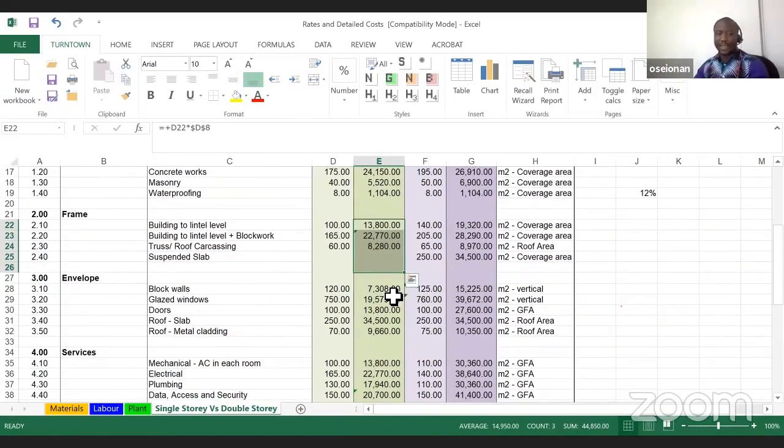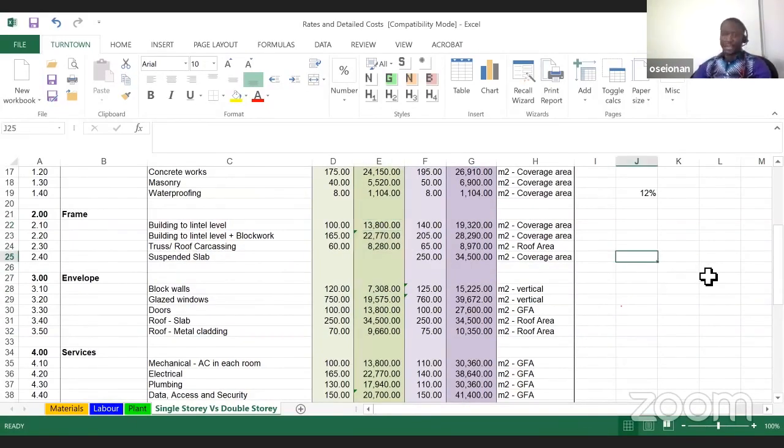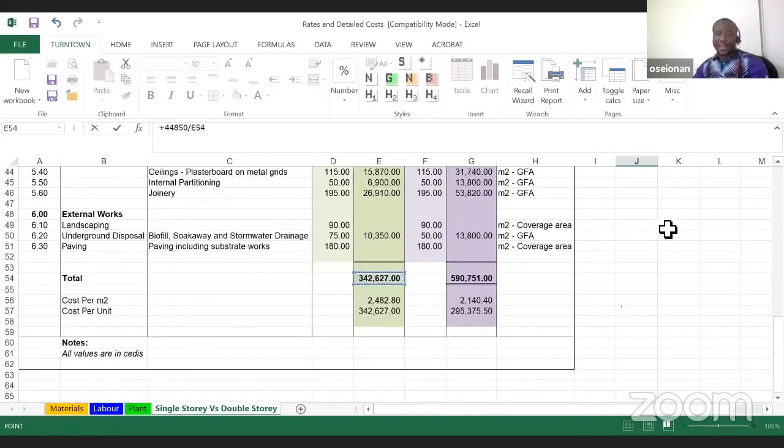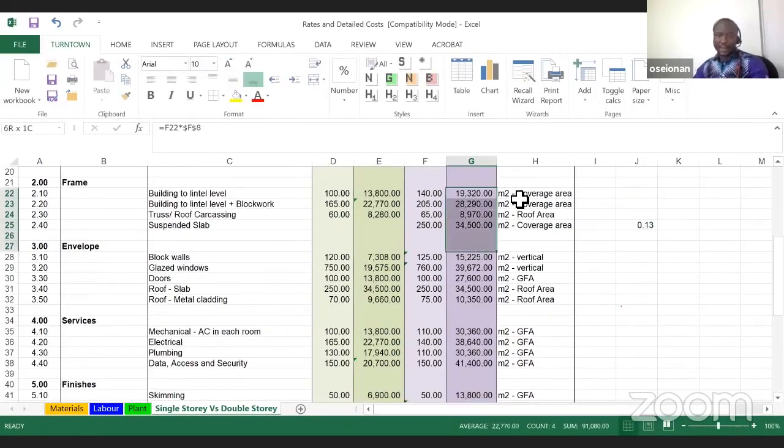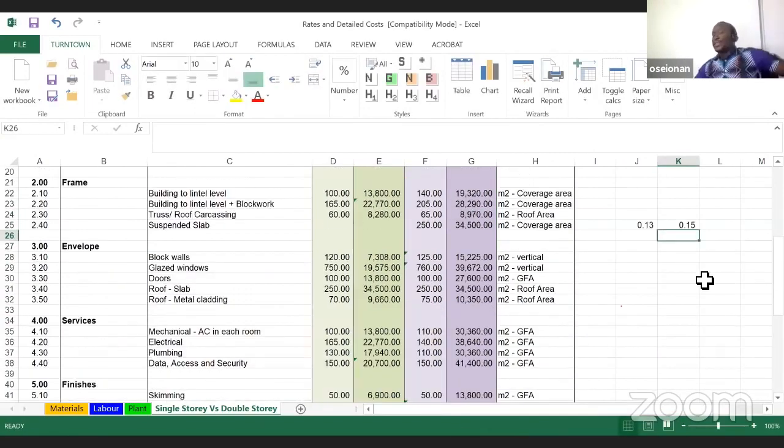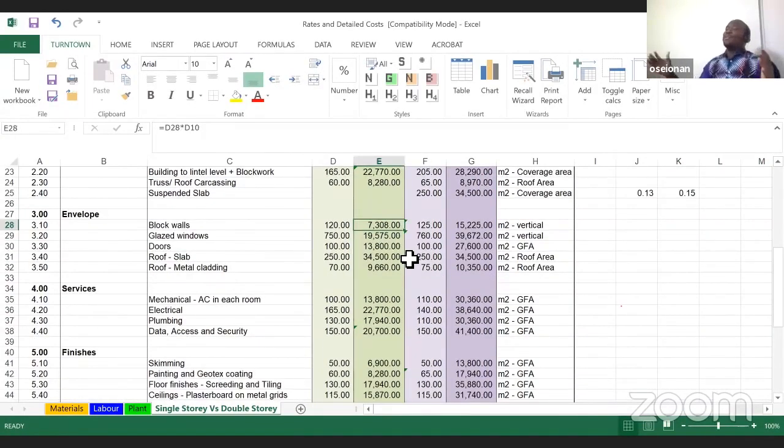Then you come to the building envelope. By the time you're done with the frame, you are looking at somewhere around 12%, since that one is also around the same price. But if it's a double story, then you'll be looking at somewhere around 15 to 16%. Then you come to the envelope. When we say envelope, envelope is everything that covers the building.